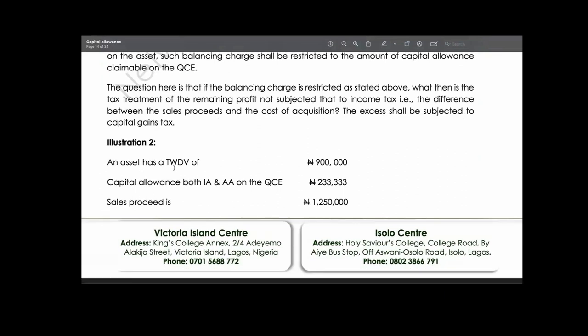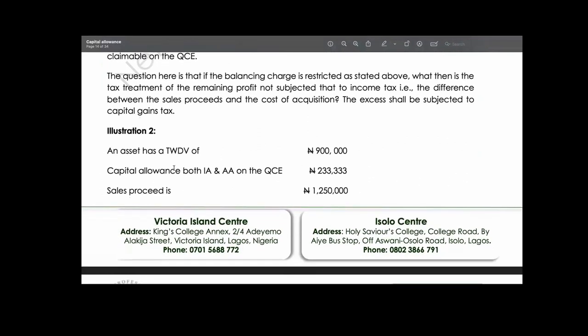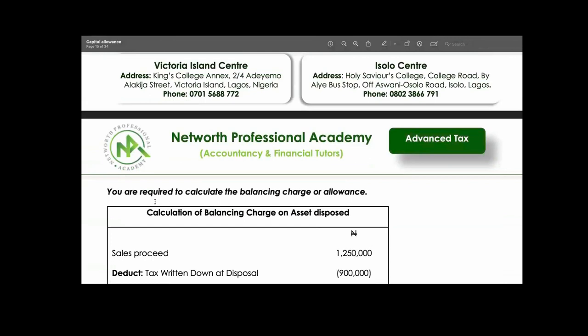Okay. Look at this illustration. An asset has a target value of 900,000. Capital allowance, both initial allowance and annual allowance, of 233,333. And the sales proceeds of 1,250,000. Now, you are required to compute balancing charge.